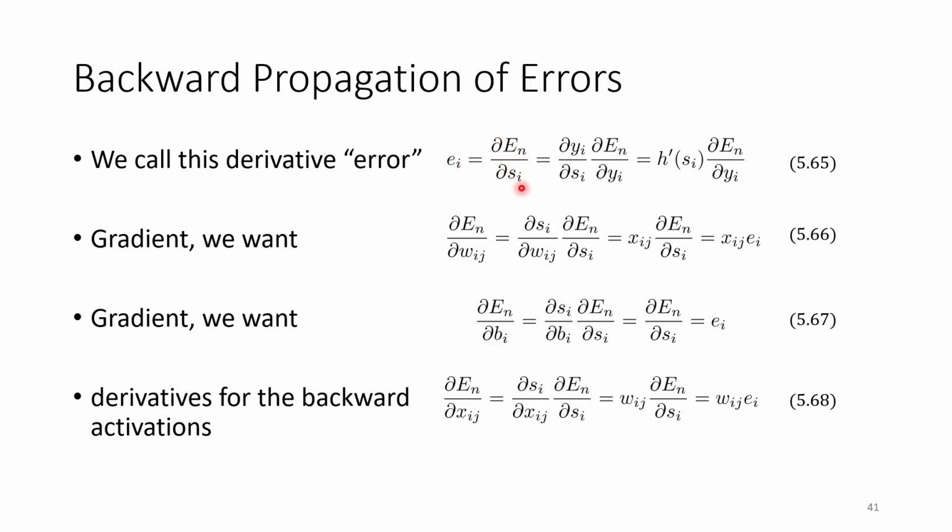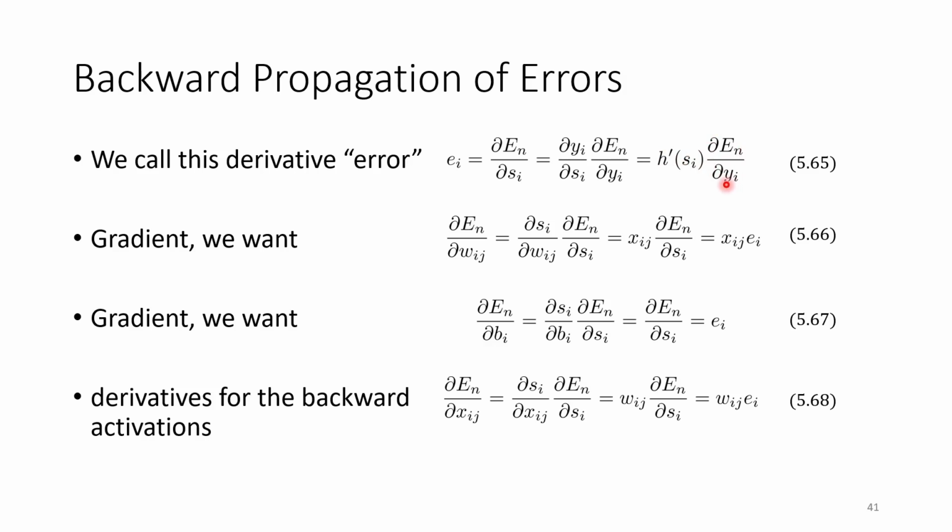So how do we calculate it? It is the derivative of y with respect to s times the derivative of E with respect to y. So what is dy/ds? It is the derivative of the h function, where h is the activation function, with the value s. And what is this term?